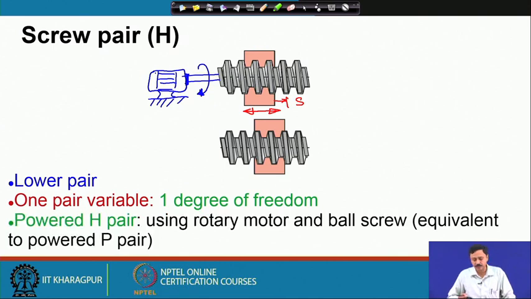A powered H pair using a rotary motor and possibly a ball screw or a square threaded screw is equivalent to a powered P pair. The only thing is the input is rotary motion and the output is translatory motion, and this is very often used in machine tools. So, you can treat a powered H pair just like a powered P pair.